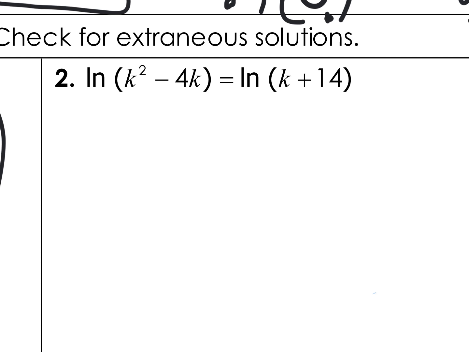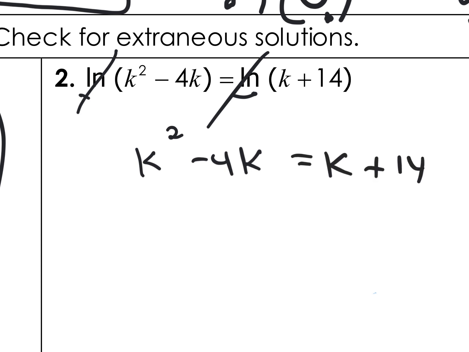All right, so now we've got log base e on both sides, it's already condensed. So that basically goes away. So you're only left with k squared minus 4k has to be equal to k plus 14. This is a quadratic that has the k squared and it has a k. In this case, everything has to be put on one side to create a 0. If you didn't have the k, let's pretend that wasn't there, then you could solve for k squared. You could say k squared equals what? And then you could take the square root of both sides, plus or minus. But unfortunately, that's not what I have. I literally have a k squared and a k. So I need to get everything on one side.